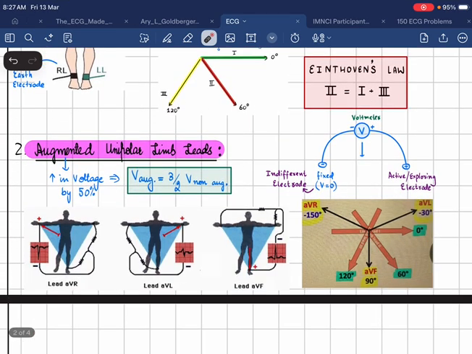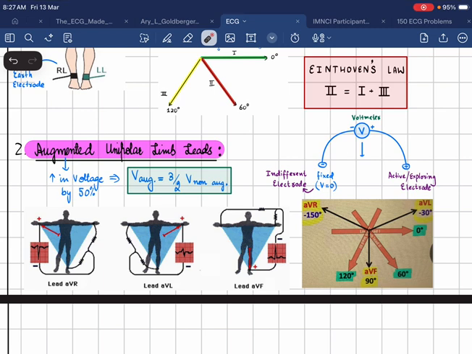Then we have got augmented unipolar limb leads. Augmentation means increase in the voltage so that the waves and complexes become easily discernible. Augmentation is done 1.5 times in case of these unipolar limb leads. So augmented potential would be 3 by 2 of the voltage of non-augmented leads.